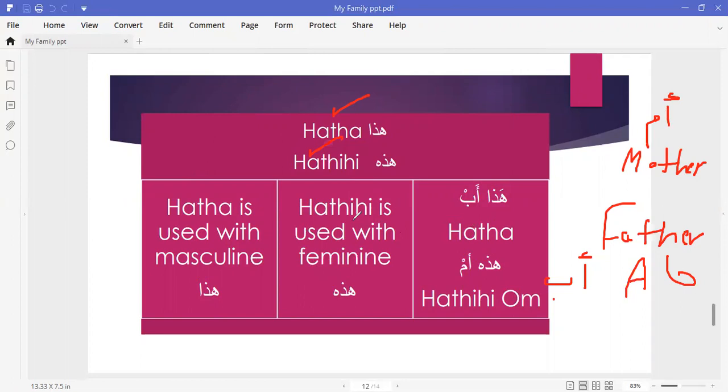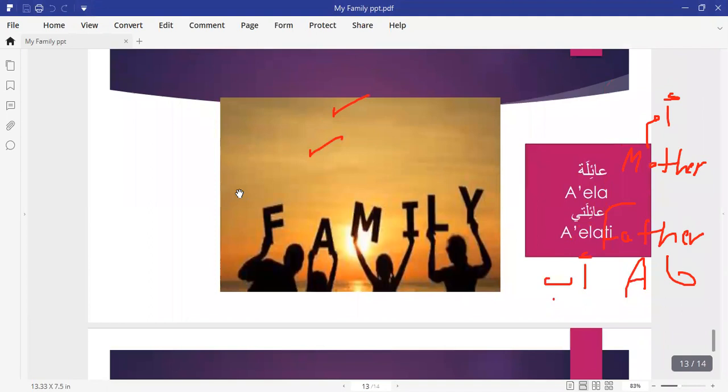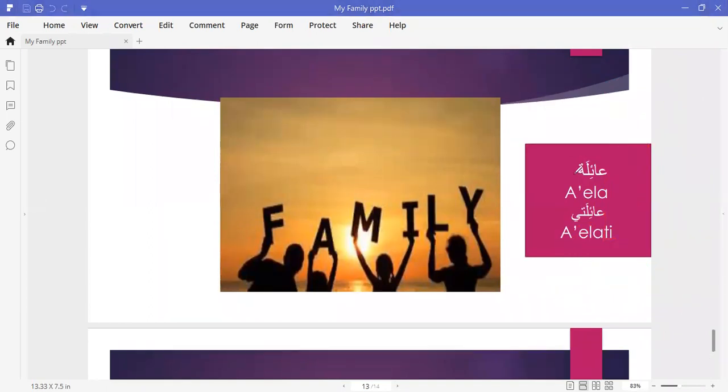And we apply this rule on other members of family. This is my family. What do you mean by the family in general? This only we need to memorize it. If it's family in general, it's عائلة. My family, it's عائلتي.